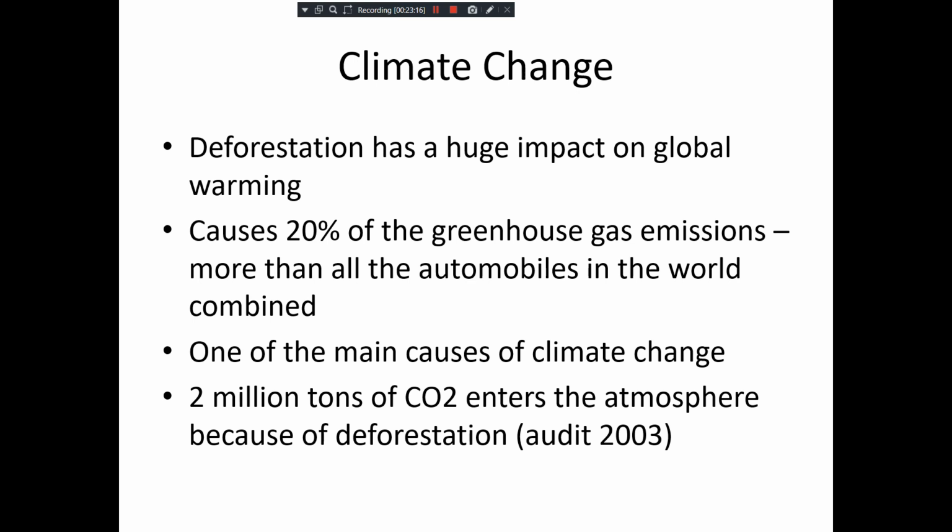So deforestation has a huge impact on global warming. Main causes for climate change: 2 million tons of carbon dioxide enters the atmosphere because of deforestation. By deforestation, two things are happening.